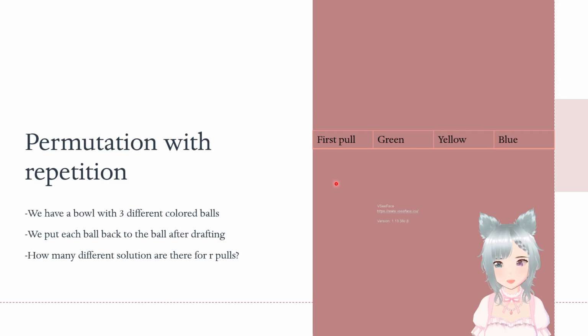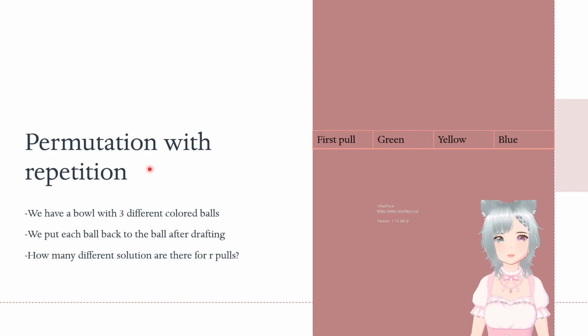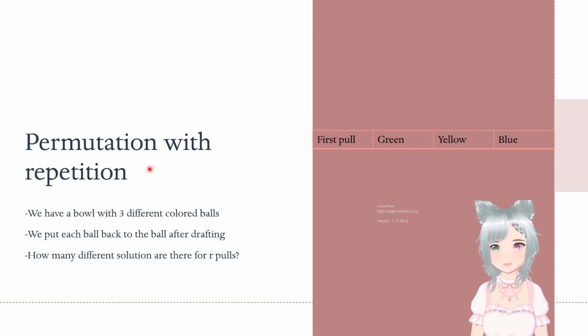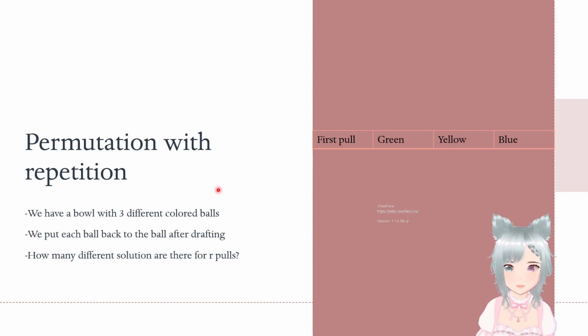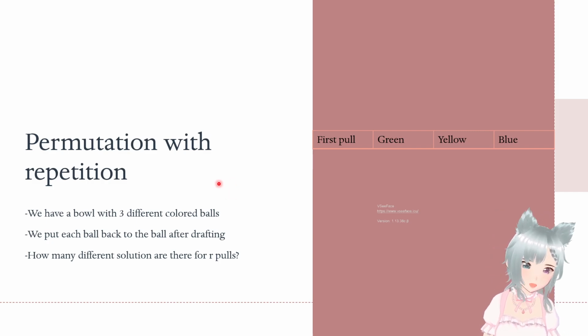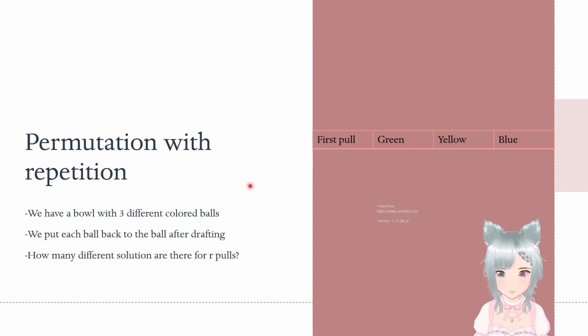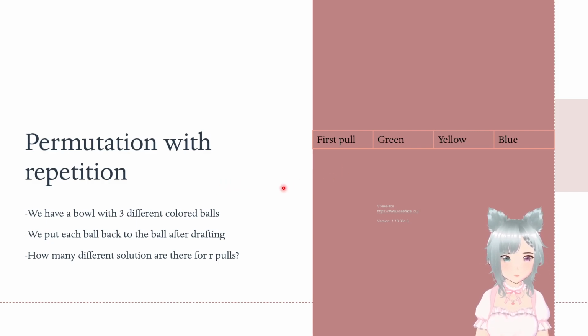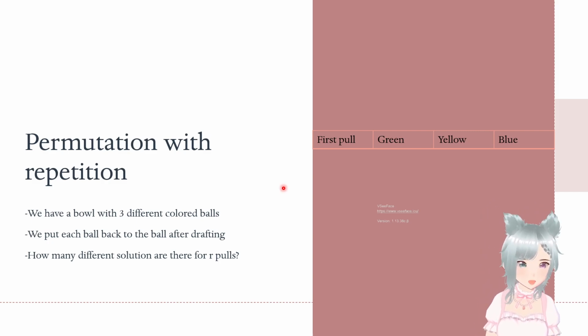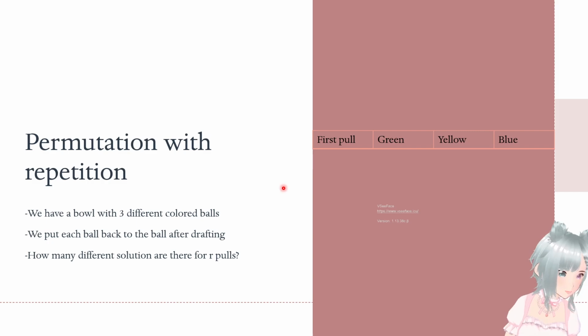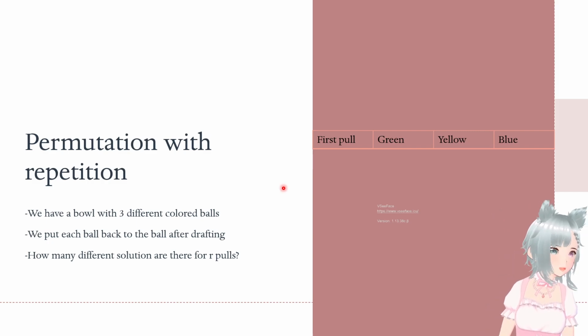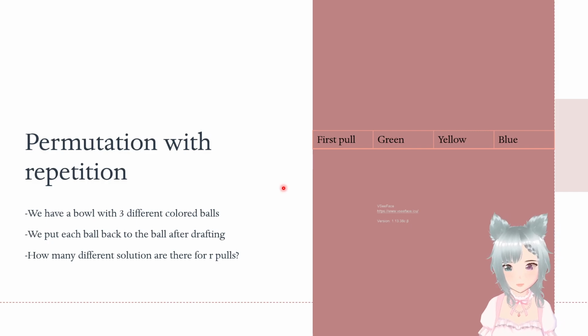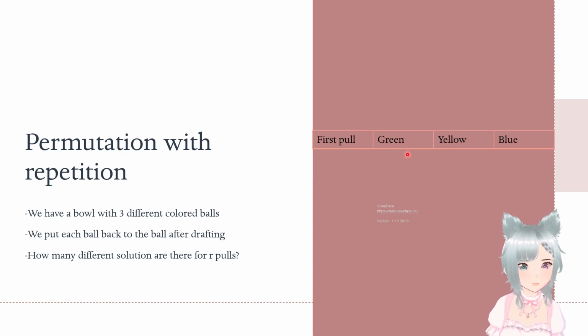So let's start with permutations with repetition. We have three different balls, green, yellow, and blue again, but we put them back in every single time. So we can pull any amount of times, as much as we want, because we never run out of balls since we put them back in. For our first pull, there are three different variations. We can either draw the green one, the yellow one, or the blue one. Pretty simple.